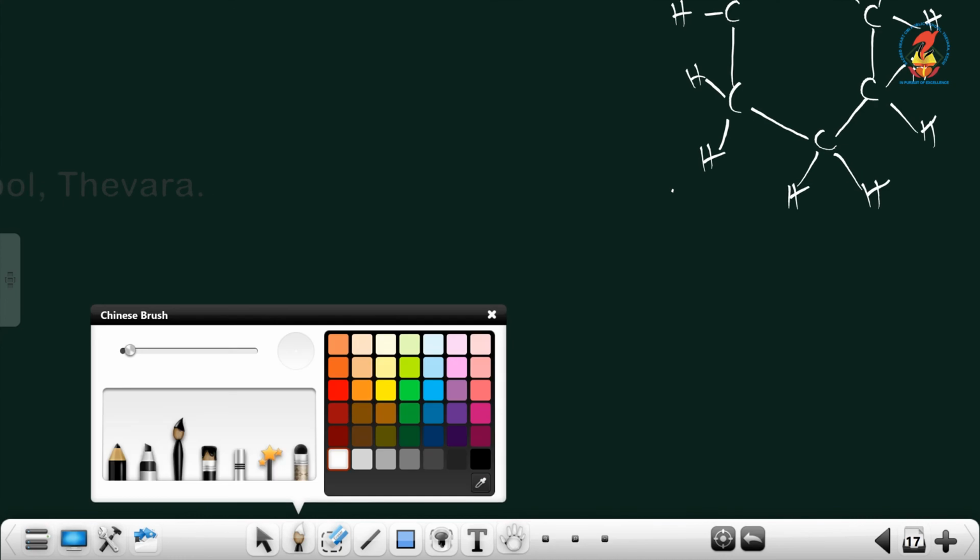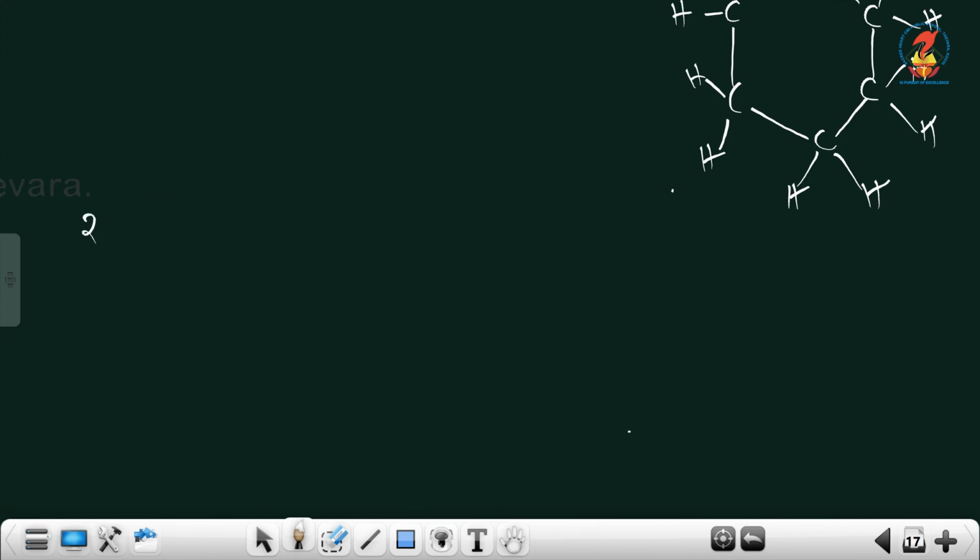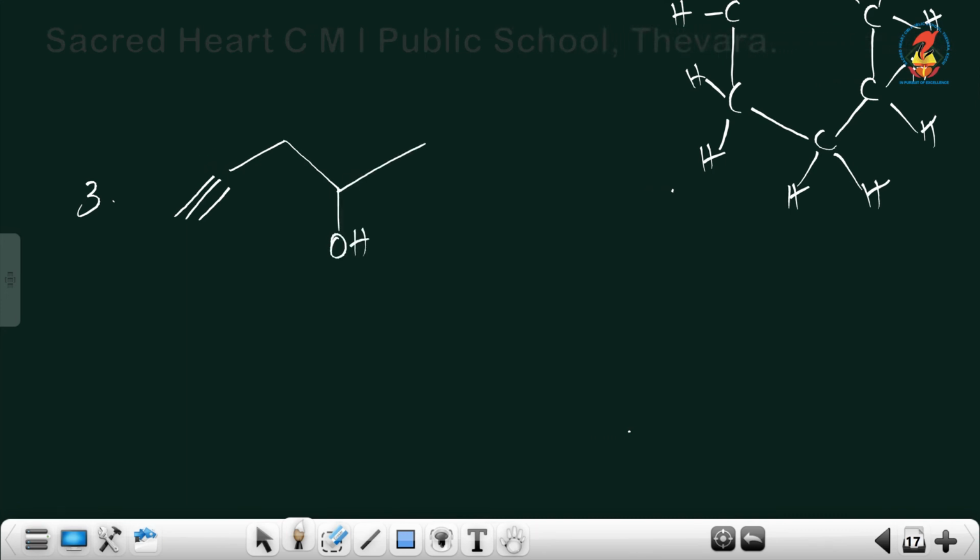Now the second question, that we already discussed. Now actually the third question in your textbook has a triple bond, and from that there is a single bond, and one more single bond. How can we expand the structure? Draw the structure once again. One triple, one single.